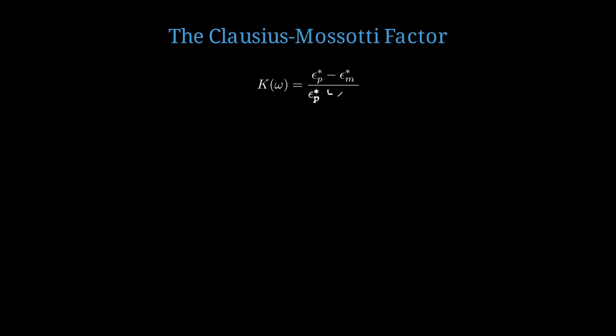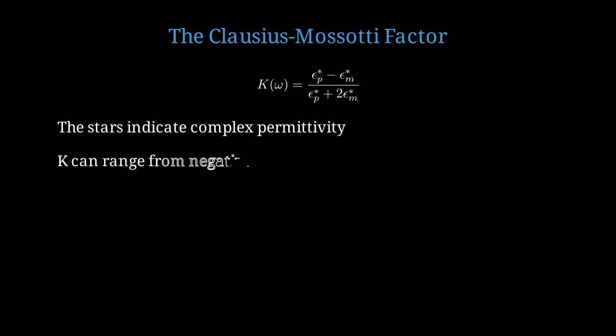K(omega) equals epsilon p star minus epsilon m star divided by epsilon p star plus 2 epsilon m star. The star superscripts indicate these are complex permittivities, which account for both polarization and conductivity effects. The Clausius-Mossotti factor can range from -1/2 to +1. This range is crucial for understanding particle behavior.